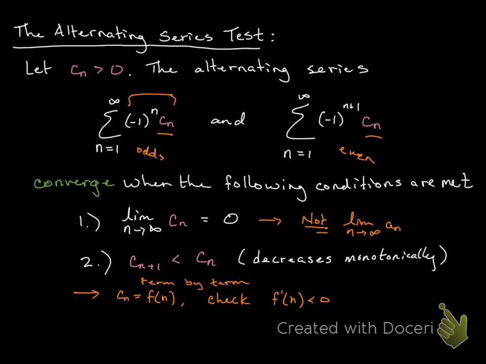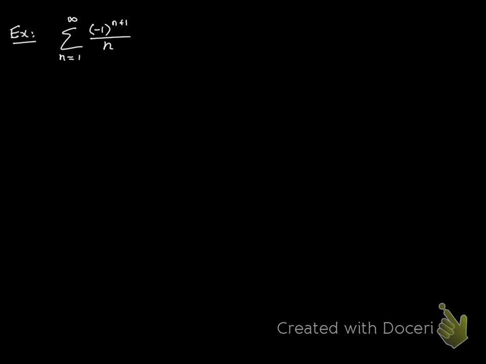Okay, let's go through some examples here. The first is the series from 1 to infinity of minus 1 to the n plus 1 divided by n. And I want to write out a couple terms here. So when I do that, I'm stepping through. When n is 1, I have 1. When n is 2, I have minus 1/2. When n is 3, I have plus 1/3. When n is 4, I have minus 1/4, plus 1/5 when n is 5, so on and so forth.